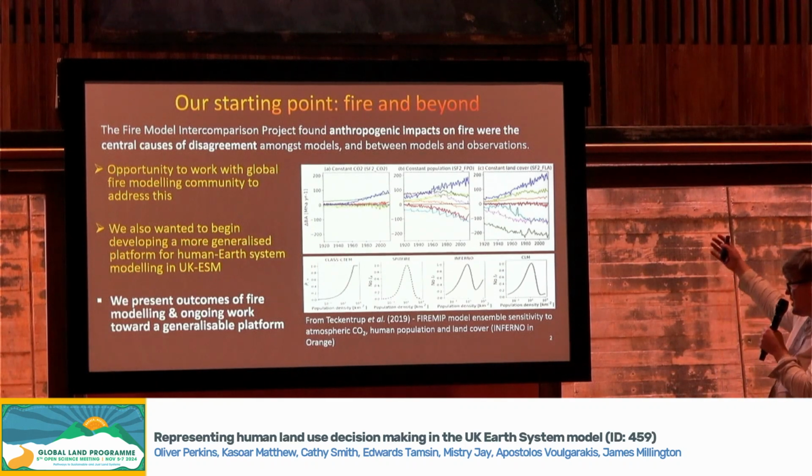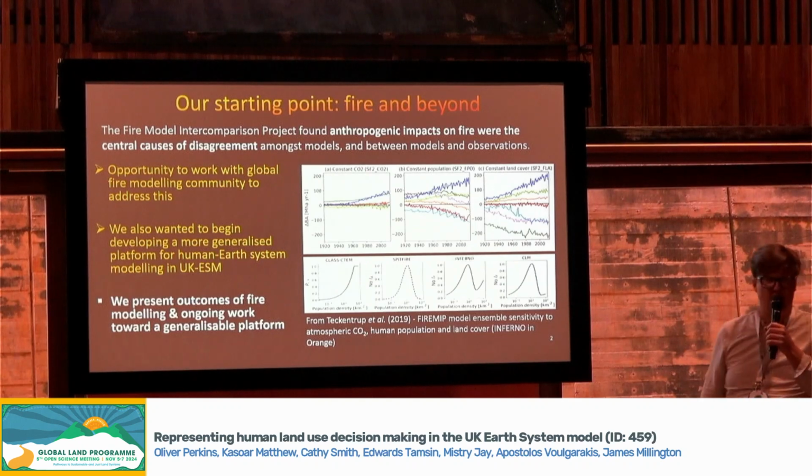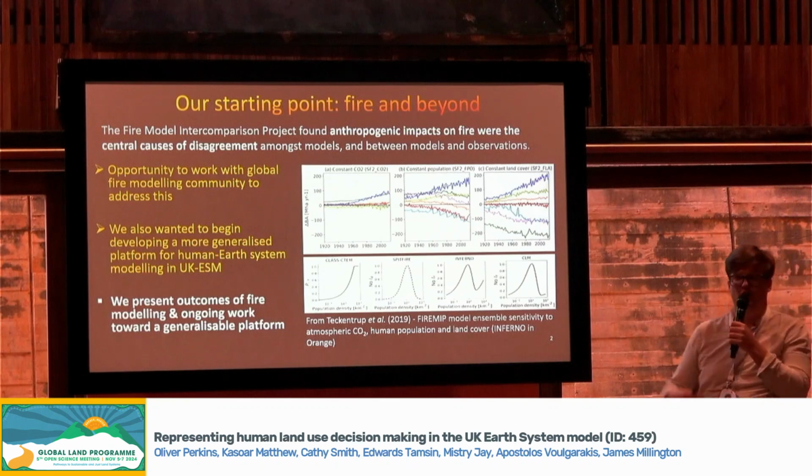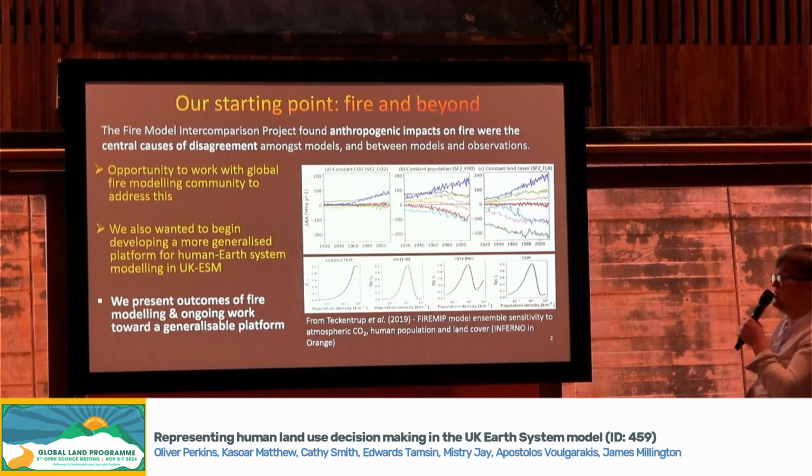So on the right-hand side here, you can see a sensitivity experiment where they basically held population and land cover constant at 1750, and then you've got the difference from the kind of baseline model run. So if you look at population in the middle, you've got some models thinking that would increase fire, you've got some models thinking it would decrease it, no agreement on trend or magnitude of the signal, same with land cover.